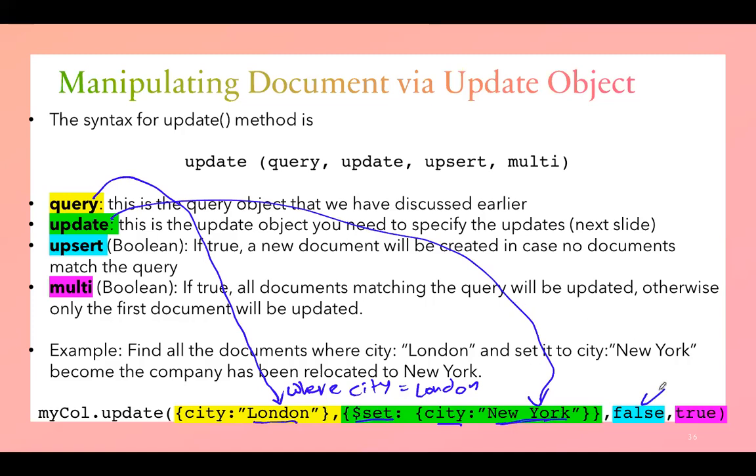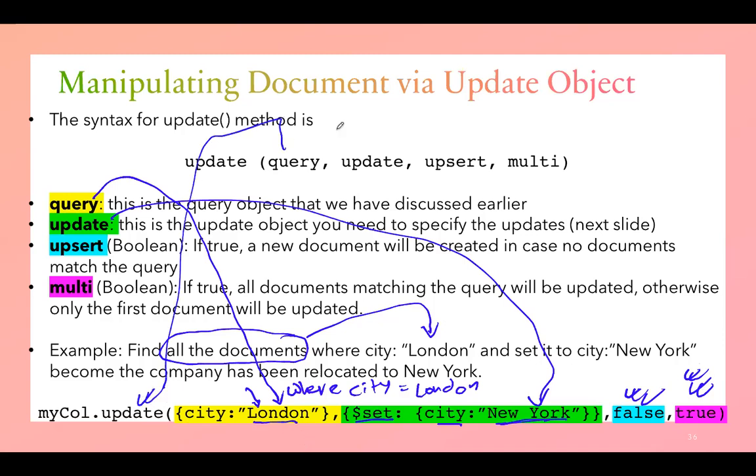That means we do not want to insert a new document at this point. We are interested only if there is any document with city equals London existing, only then will we update. If that does not exist, we are not going to create a new document. That's why we put false here. The true for multi means we want to update all the documents that satisfy the city equals London condition. I hope that's clear, very straightforward. So that's the update, okay?